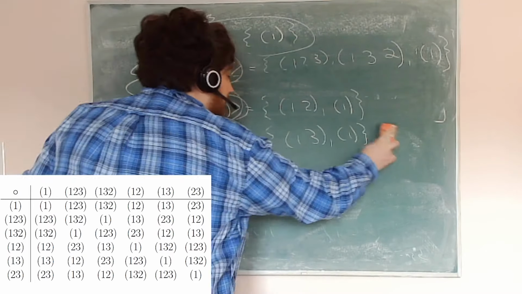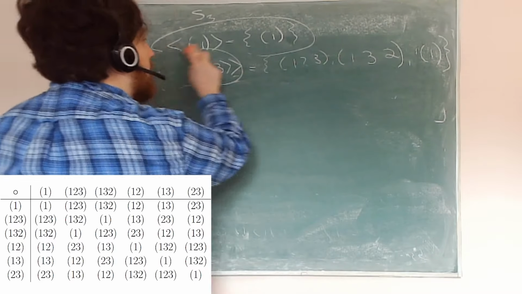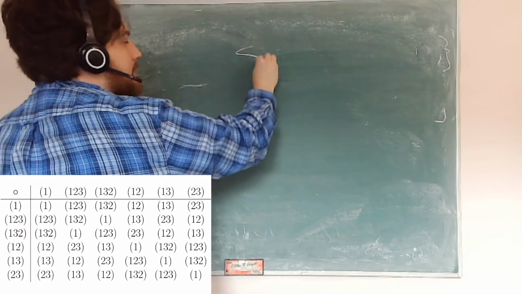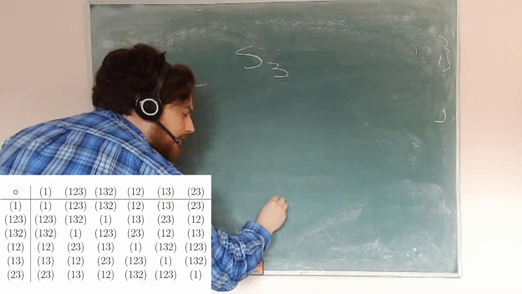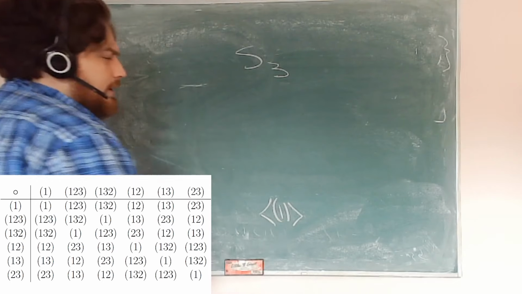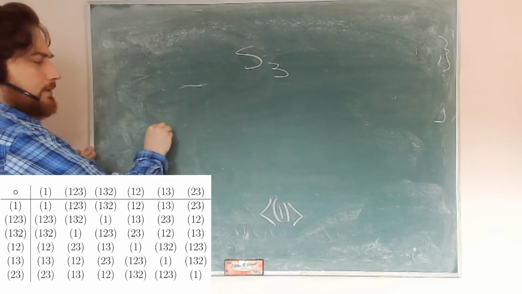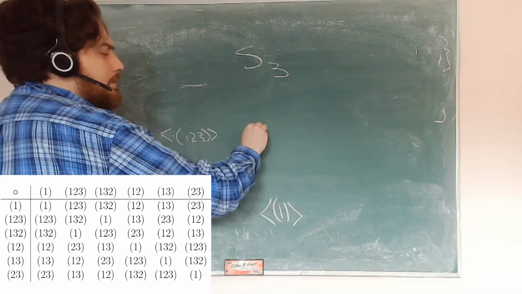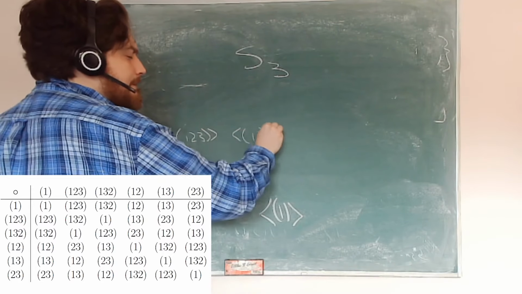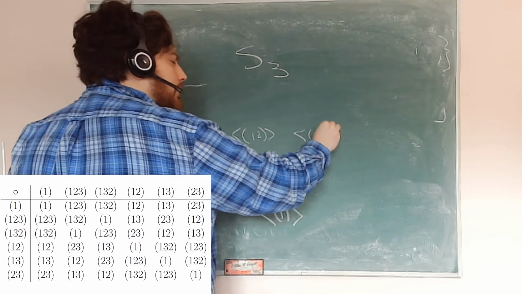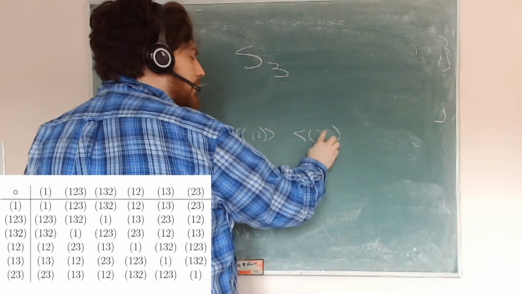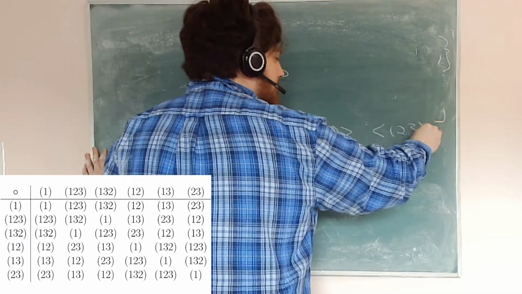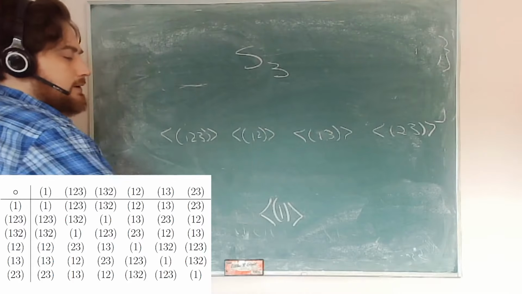So if I'm going to map that out, I'm going to put S3 up top. So that's the whole thing. The group generated by (1) at the bottom. And then I'm going to have the group generated by (1 2 3), the group generated by (1 2), the group generated by (1 3), and the group generated by (2 3). So I put these all on the same line because they're incomparable.